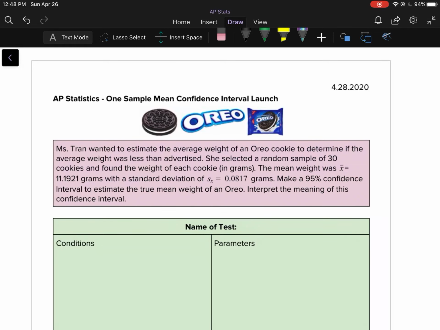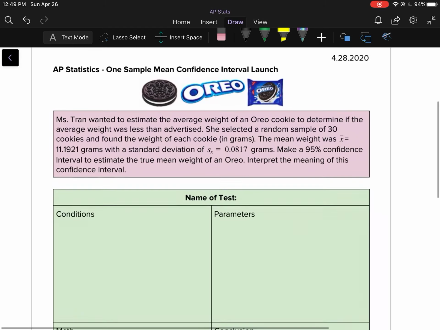Hey everyone. We're gonna go ahead and complete this launch, which is a review of what we did last week. And we went over the concept of one sample mean confidence interval. So let's go ahead and go over the answers to the launch.